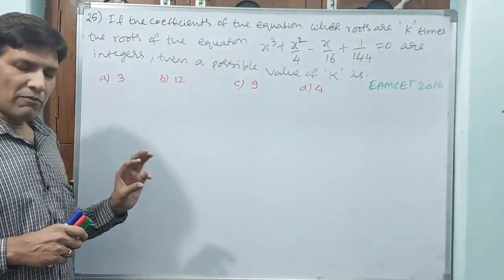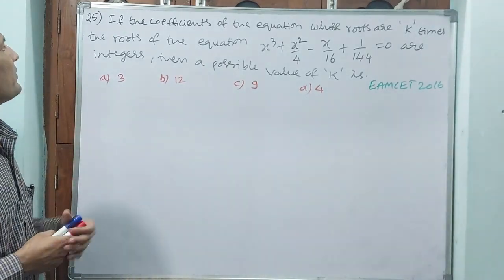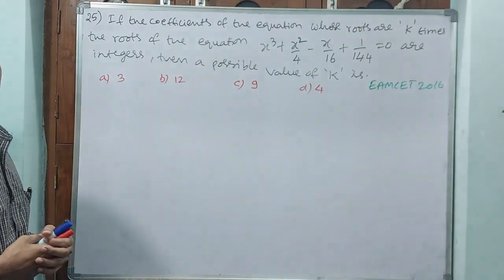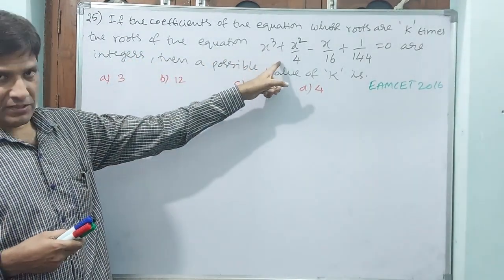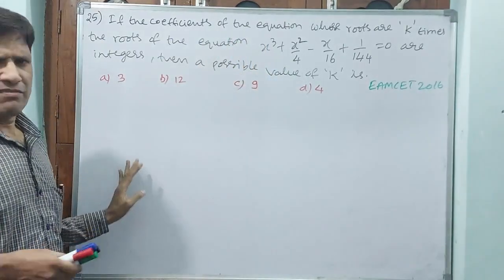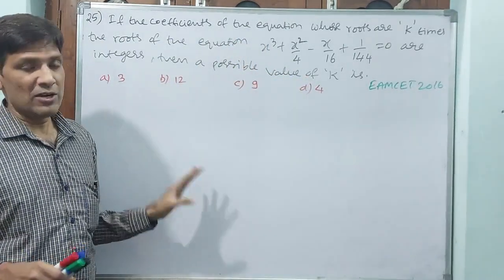Little bit what we can say, calculation mistakes are going to happen unless you tackle it carefully. If the coefficients of the equation whose roots are k times the roots of the equation of this one, you see, the next equation we don't know, we don't bother about the equation also.